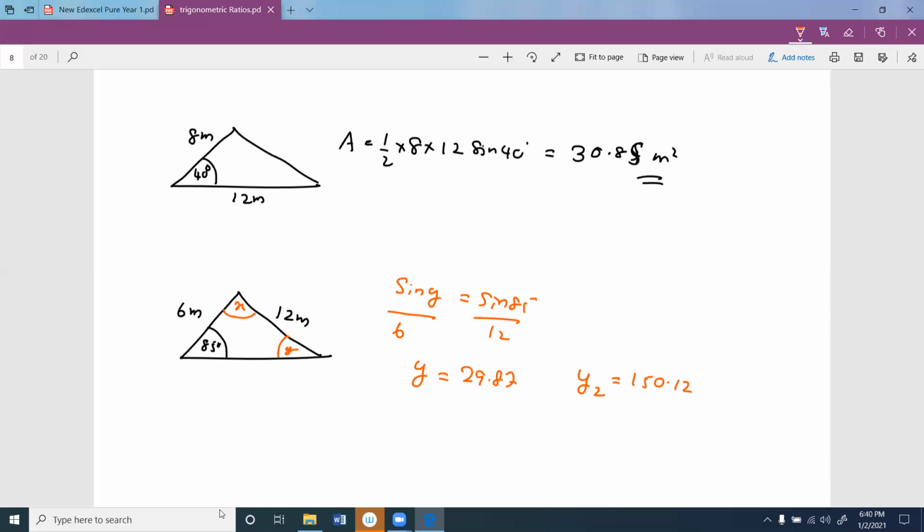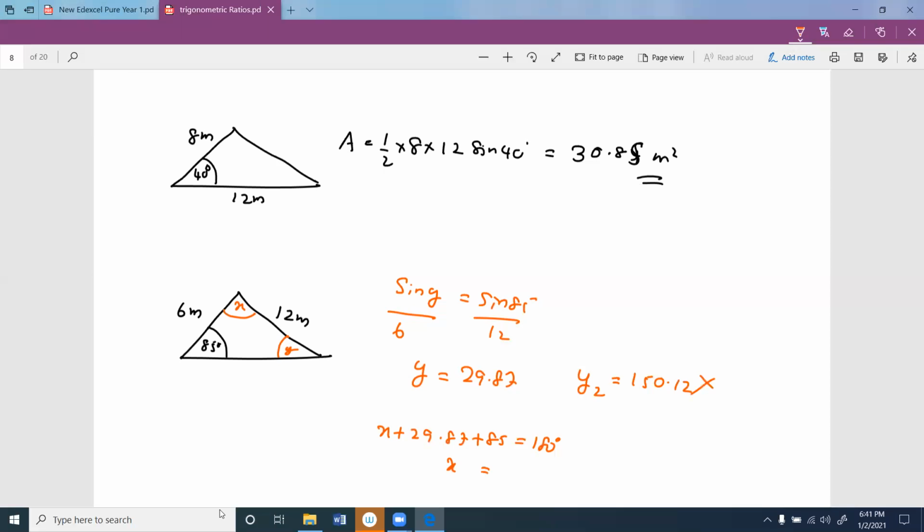150.12. So if you add it to this answer, it doesn't exist. So this is the answer for that. With that you can find y is equal to 29.87. Then we can find x. So you can say x plus 29.87 plus 85 is equal to 180. So with that you get the answer for x.